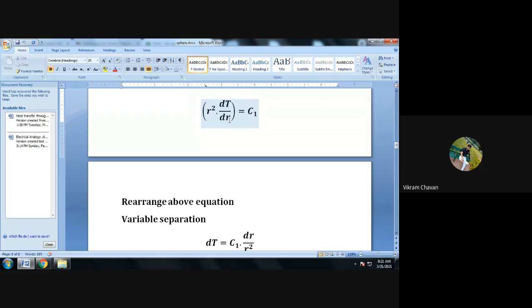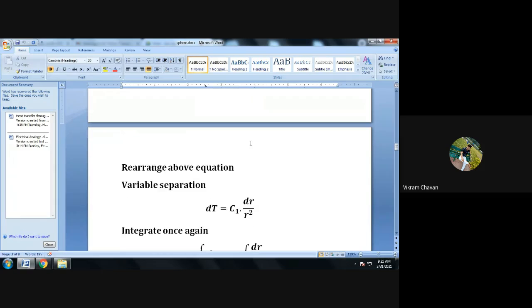So these variables we need to separate so that it will be easy for the further integration. The r terms we have to take on one side and the dt term on the other side. So we have shifted dr and r square to the other side. Then we will get the equation as rearranged above equation, by variable separation.